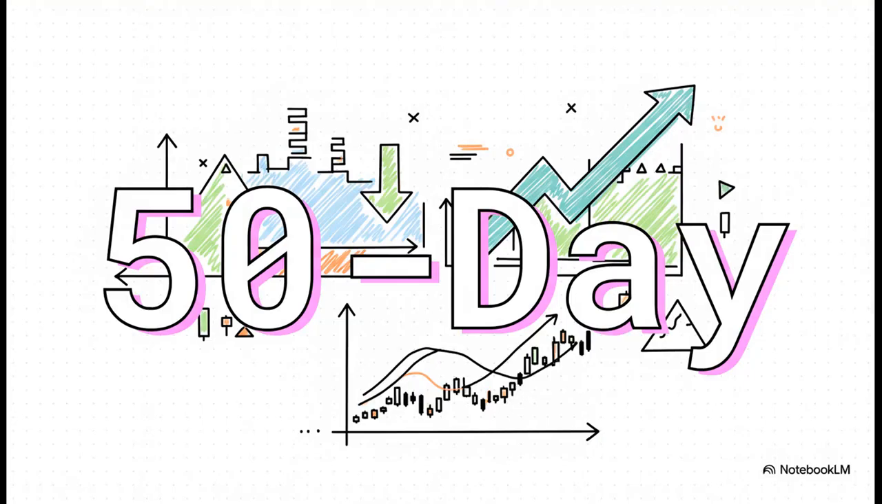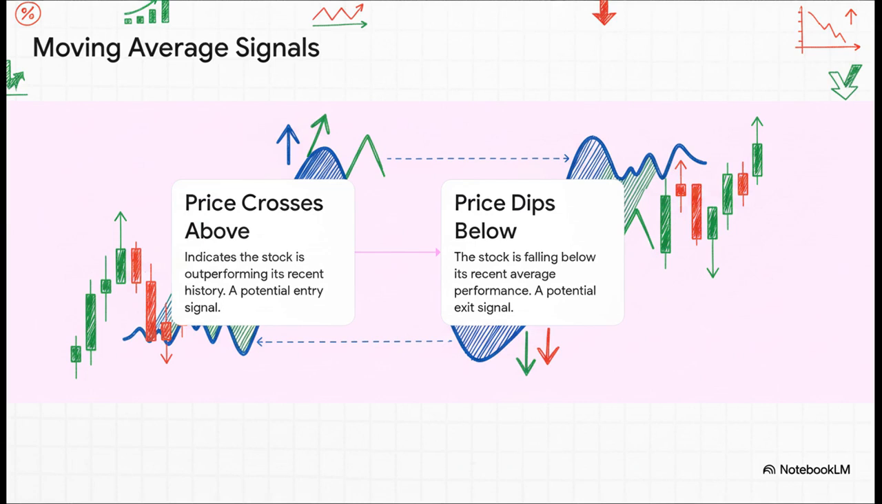A super common, classic example is the moving average. It just smooths out all the short-term noise by showing you the average price over a certain time. And a really popular one that you'll hear about all the time is the 50-day moving average. And reading it is pretty straightforward. If the current price moves above that average line, it's a sign of strength. It's performing better than its recent past, which could be a potential buy signal. And if the price dips below the average, that suggests weakness. And for some, that's a potential sell signal.